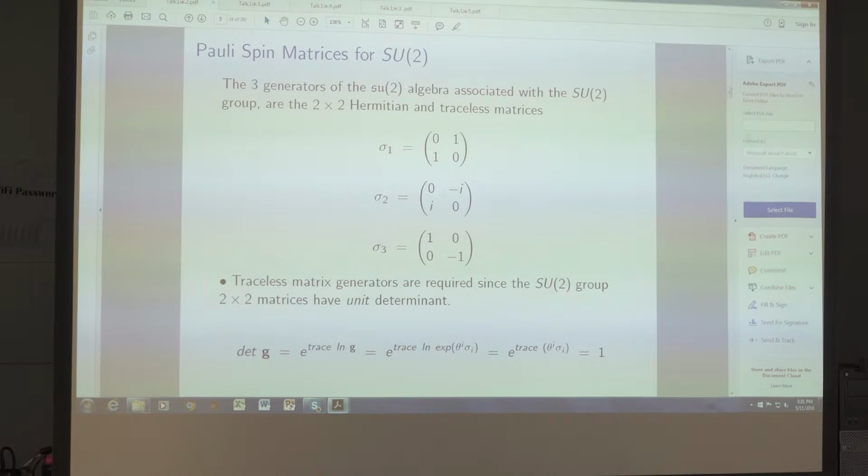Sigma 3, 0 is the complex conjugate of 0. It's Hermitian because 1 is a real number and minus 1 is a real number.